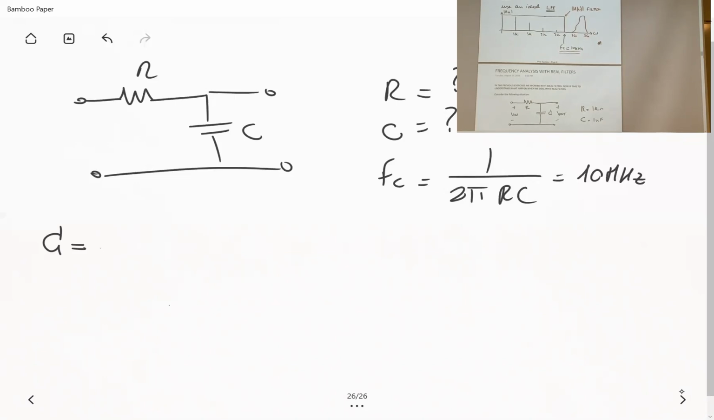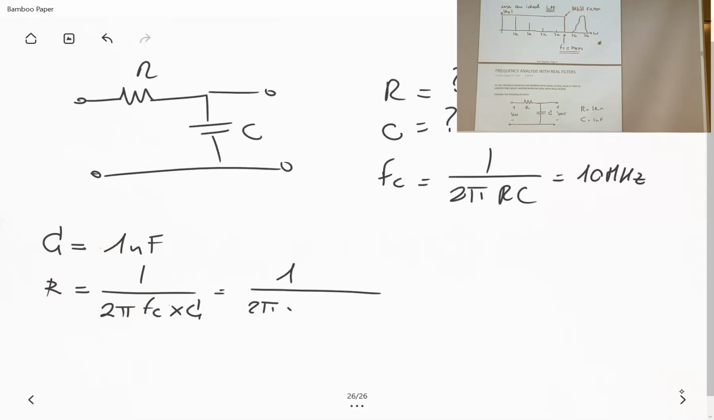Then in the exam you say, you told me 1 nanofarad, and it's wrong. But most of the time, let's say 90%, 1 nanofarad is a good value to get a reasonable value of R. So how much is R? Then we do 1/2π, reversing the formula of fc: R = 1/(2π fc C). 2π multiplied by fc, which is 10 megahertz, multiplied by C, which is 1 nano.